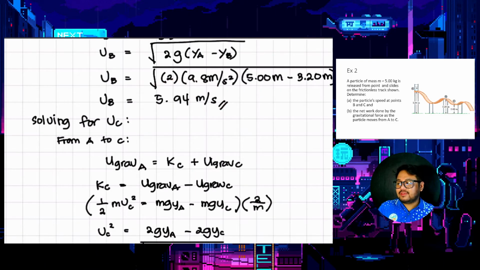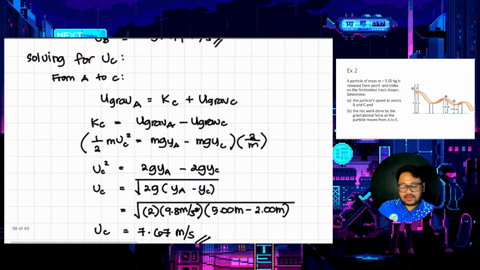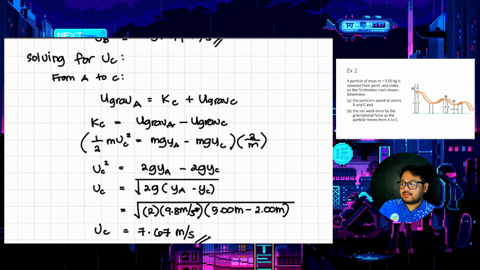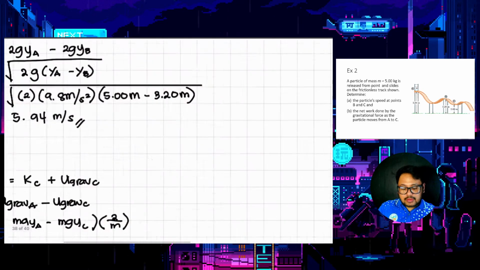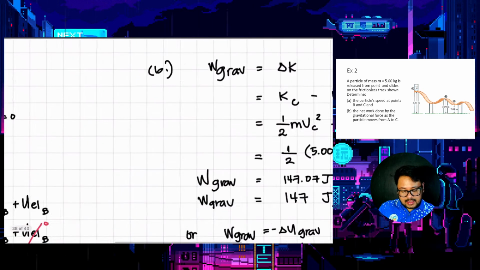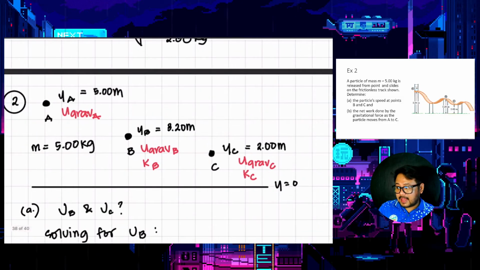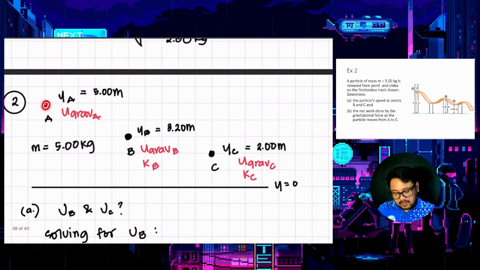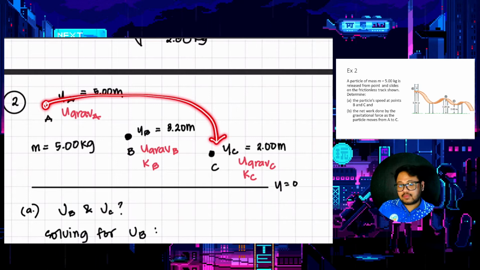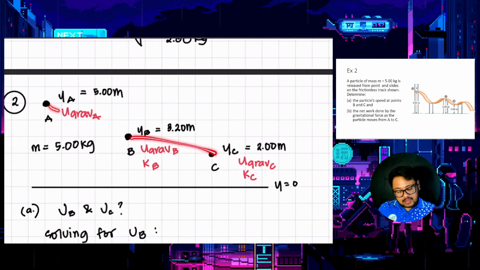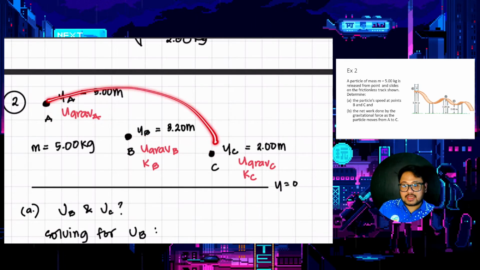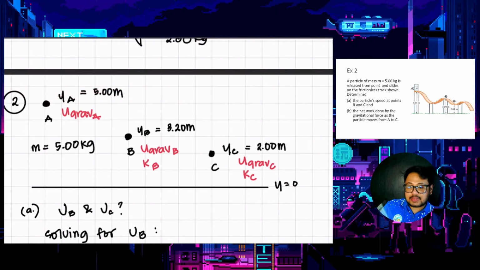Letter B. Find the net work done by gravitational force as the particle moves from A to C. So our concern now is what is the work done by gravity as it moves from A going to C. Not from B to C, not from A to B, but from A to C. And as we have seen, this is frictionless.